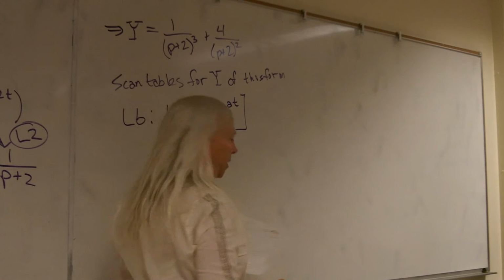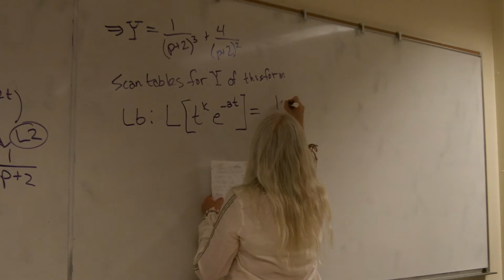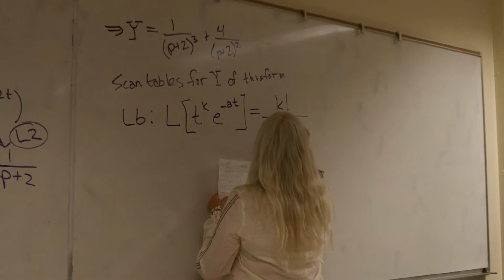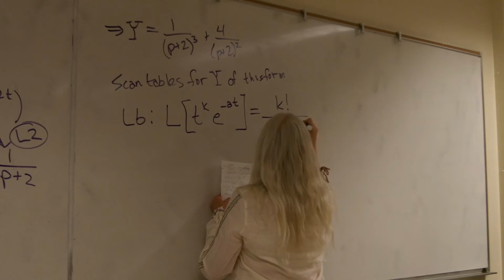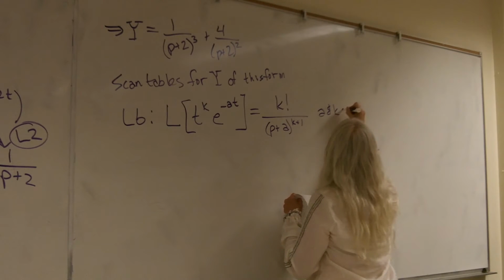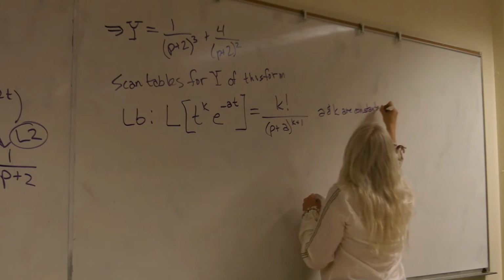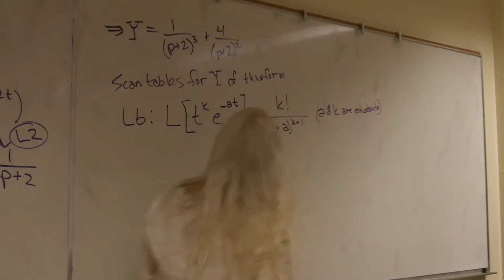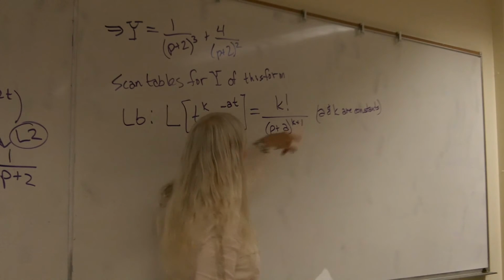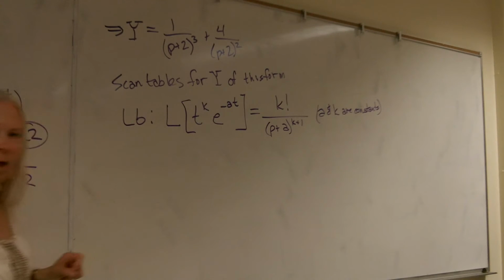In other words, if that's your little y, the capital Y, the Laplace transform of this is k factorial over p plus a to the k plus 1. And a and k are constants here. So in other words, we have a p plus some constant to some power in the denominator. That looks exactly like what we have in both of these terms here.